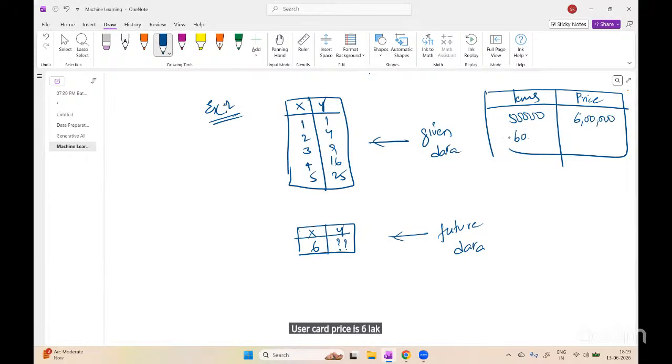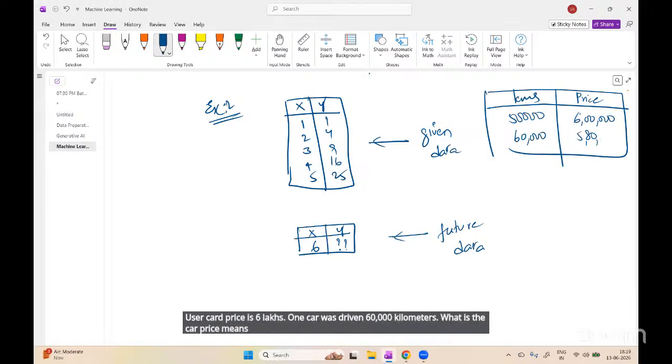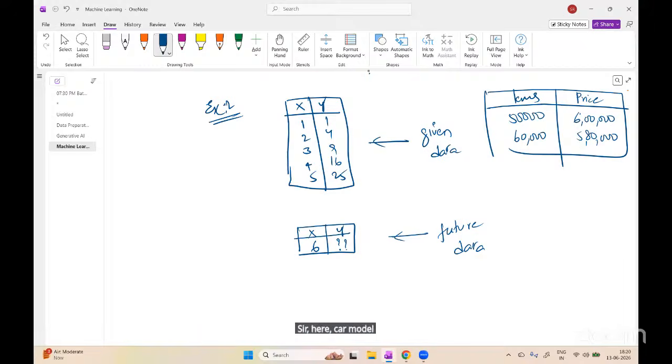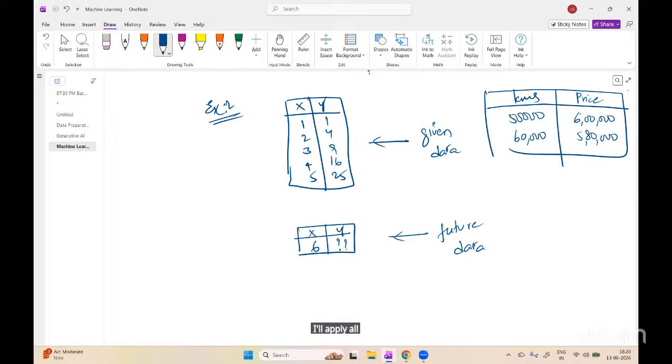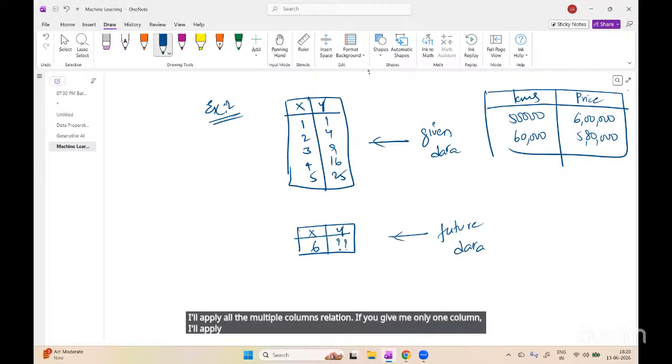One car was driven 60,000 kilometers. What is the car price? Miss, 5,80,000. Sir, here car model, car year of manufacturing, car color, like this multiple parameters will be there. Now, sir, they are not there. They have given only this one. So based on this one, we'll identify the relation. If you give me multiple columns, I'll apply all the multiple columns relation. If you give me only one column, I'll apply only one column logic.